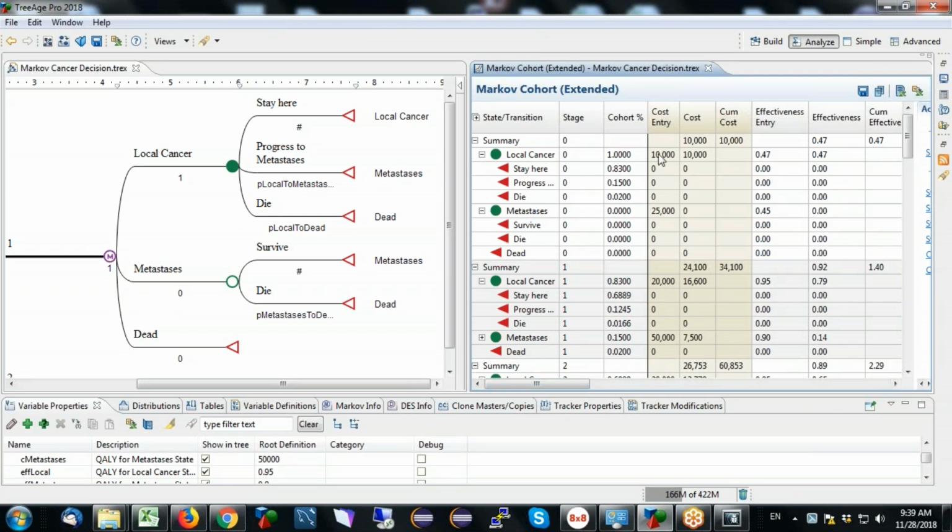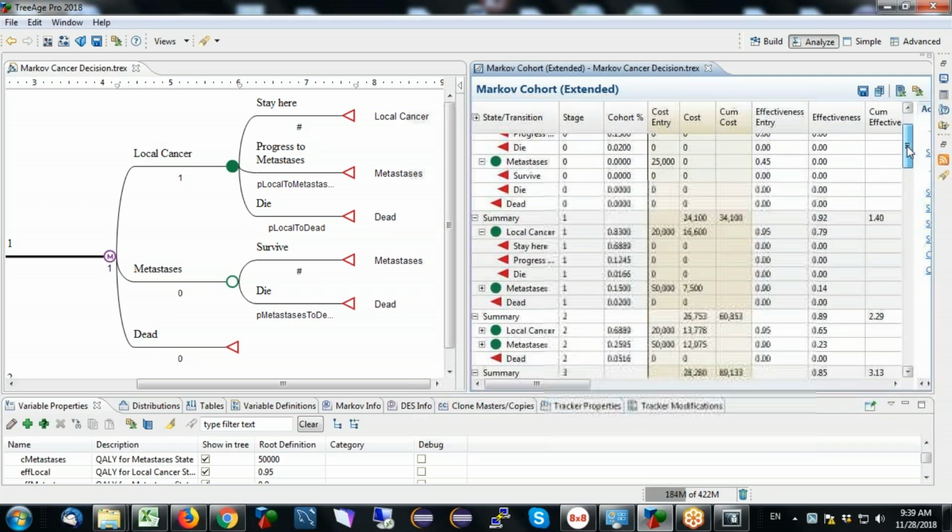This is half cycle corrected. That's why it's 10,000. So the 10,000 is half cycle corrected 20,000. Everyone was there, so we get the full $10,000 cost because everyone was at that state. So we should accumulate the full half cycle corrected 20,000 for a total cost accumulation of 10,000. And the same with the effectiveness, the 0.95 half cycle corrected is 0.47. And because everyone's there, we get the full 0.47 qualities added to our model.